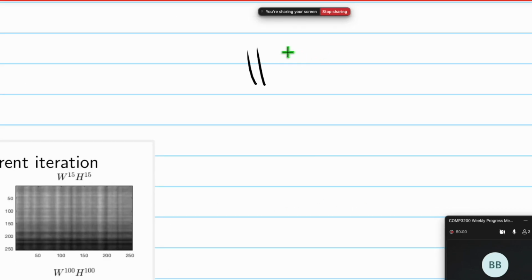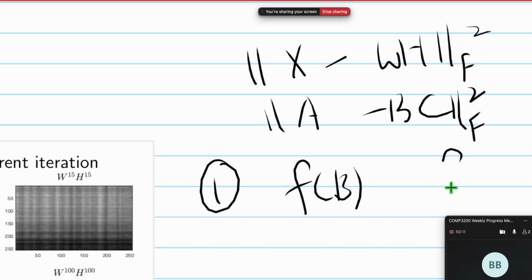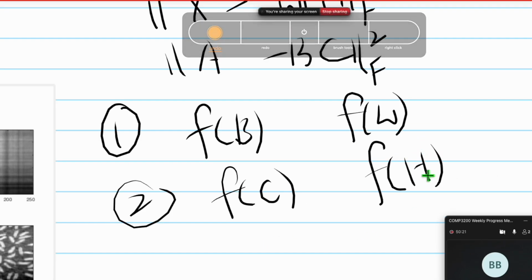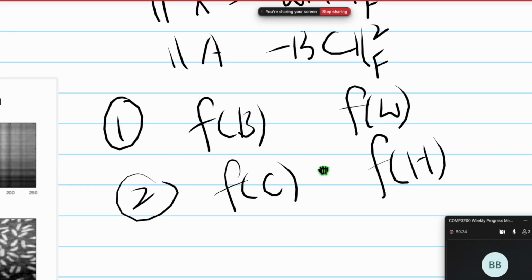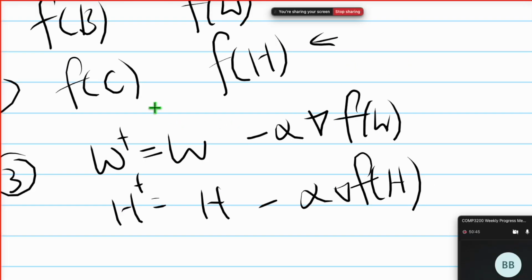Now I go back to the notation. So X minus WH, which is the same as A minus BC. So what is the first step? You write everything as FB or equivalently as FW. And then second step, you write everything as FC or equivalently as FH. Then, based on this expression here, and of course you need to do the projection thing, okay? I just write a big bracket P thing here.